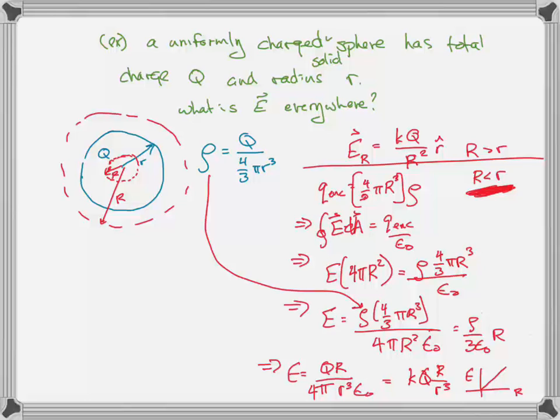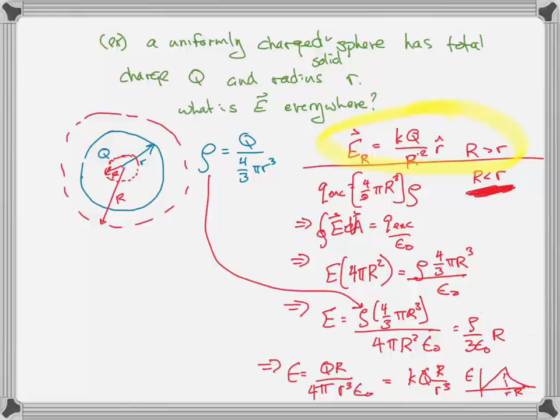But then what happens, so that's for capital R less than little r. What happens when capital R is bigger than little r? Then it goes down again, right? So looking back at here, it goes down again as 1 over r squared. So the electric field goes down like that, with this peak being at little r.